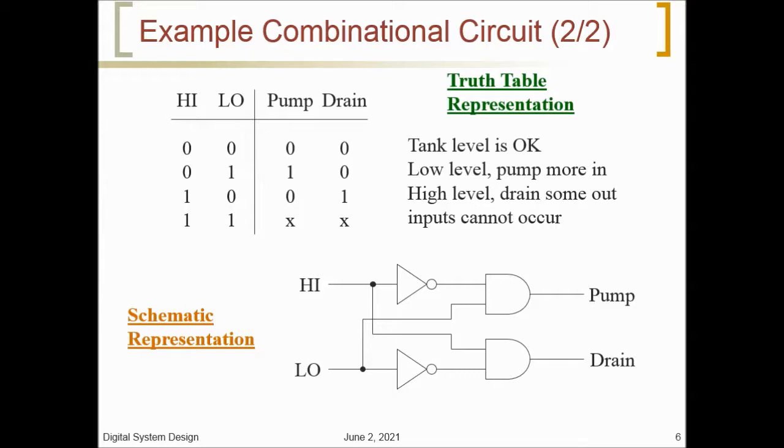We can also represent this truth table as a circuit diagram. To build a circuit diagram from this, we need two AND gates and two inverted inputs.